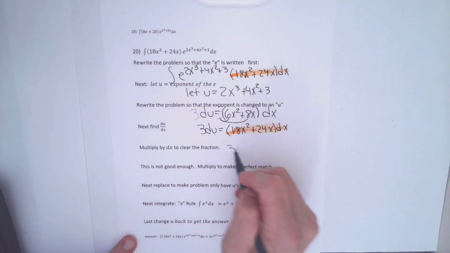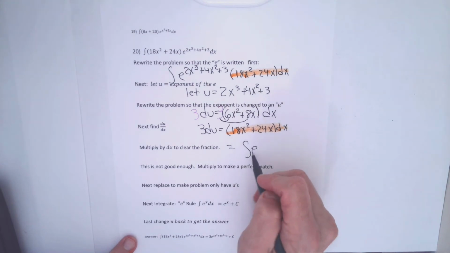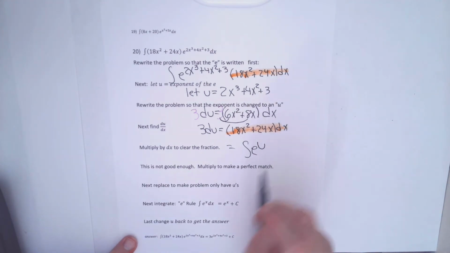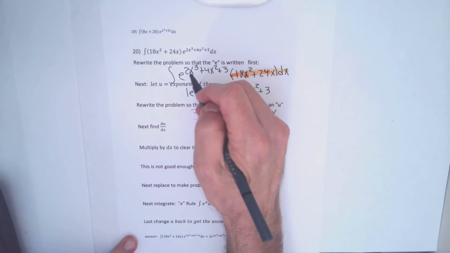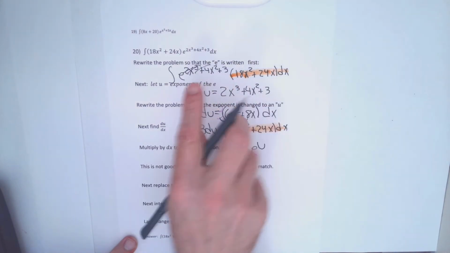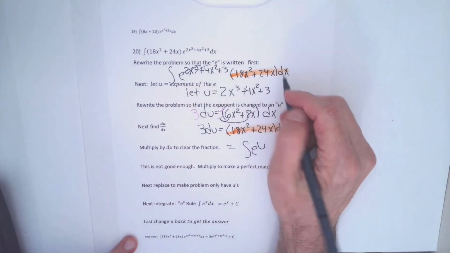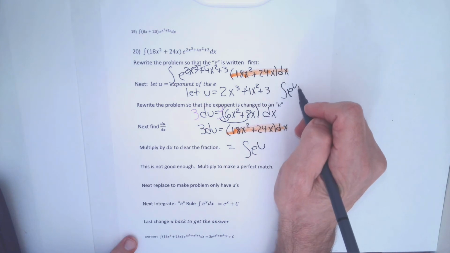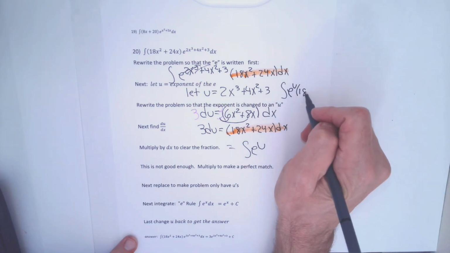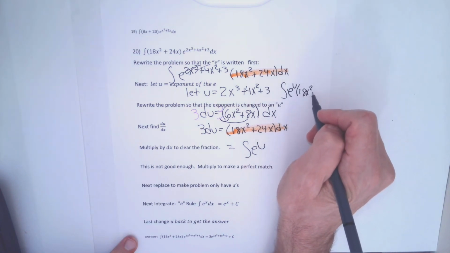So I can rewrite the problem as e to the u, which I never even took the time to do yet. I should have written this as, this should be a u right here. Well, I rewrote the problem, but I forgot to do the u part. I should have, it doesn't matter. I should have said this is e to the u times 18x squared plus 24x dx.